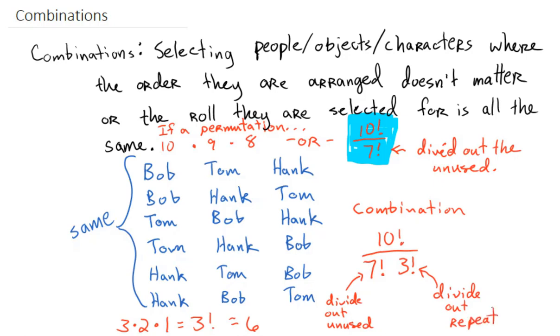Now, if you're good at looking for patterns, you might notice that the 7 and 3 combine to make the 10, and that's always going to be the case because the 7 is the unused. What we're left with are the 3 we are going to select, but when we count them as an arrangement, we're going to overcount them by how many there are factorial. So these bottom numbers, minus their factorials of course, will always add to give you the top numbers, so they're kind of complements of each other in that way.